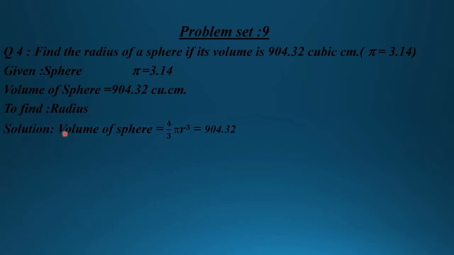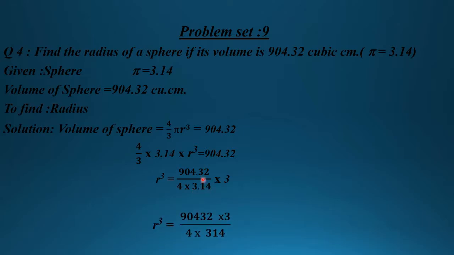Solution. Volume of sphere is equal to 4 by 3 pi r cube and that is equal to 904.32. So substituting the value of pi, 4 by 3 multiplied by 3.14 into r cube is equal to 904.32. Taking 4 by 3 and 3.14 to the right side, we get r cube is equal to 904.32 multiplied by 3 upon 4 into 3.14.